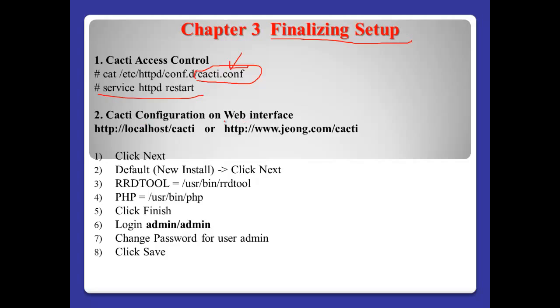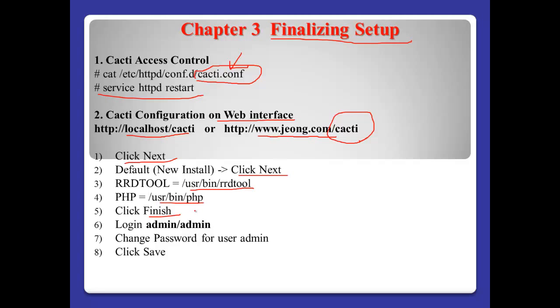And after that, number two, Cacti configuration on the web interface. In this case, you can use localhost/cacti, or in my case, I will use the web domain www.jung.com and then cacti. So here, you can start the installation. Click next, and please check the RRDtool PHP and finish.